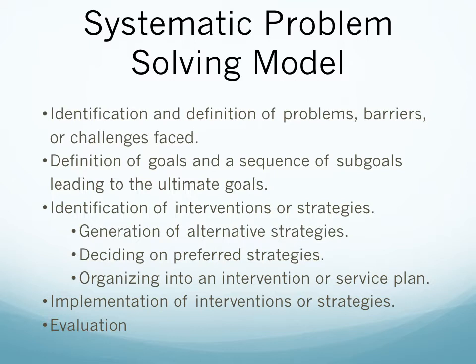Identification of interventions or strategies has three components. First, we should think of as many different interventions as possible for solving a problem and accomplishing a goal, which becomes a brainstorming problem. Some of the interventions may be services in the community where we would call upon others to help in addressing a problem. For example, a GED tutoring program at a community college, while other interventions might be counseling or other interventions that we would provide ourselves. Second, we need to identify the preferred strategies to implement from among those identified, which becomes a decision-making problem. Third, we need to organize the interventions into a comprehensive treatment or service plan.